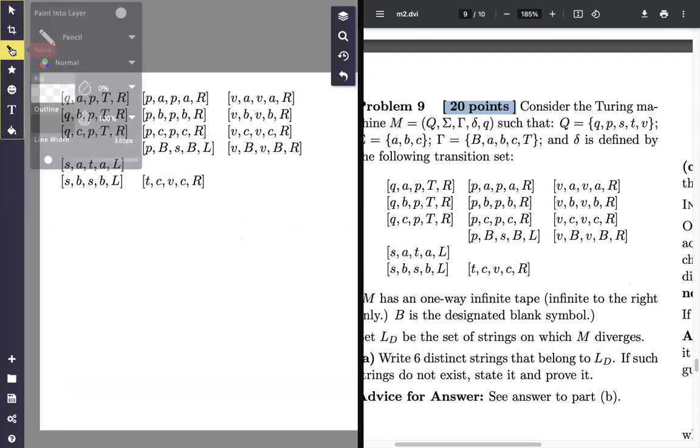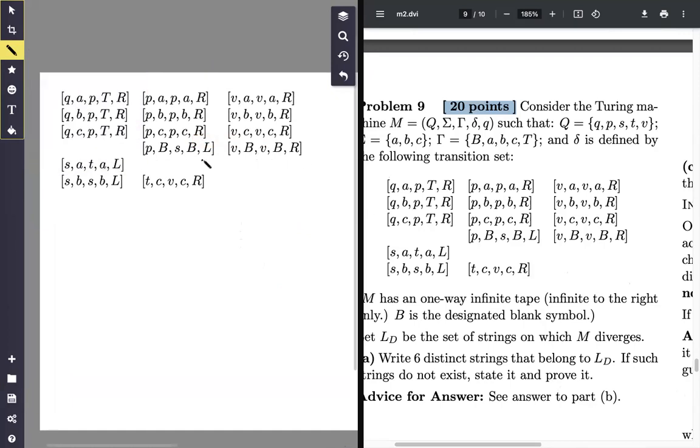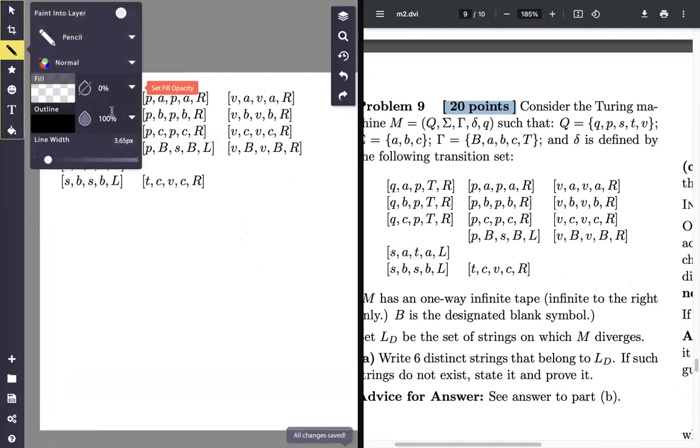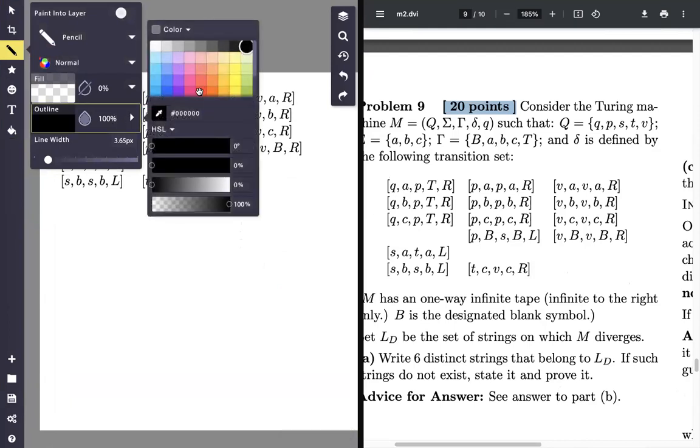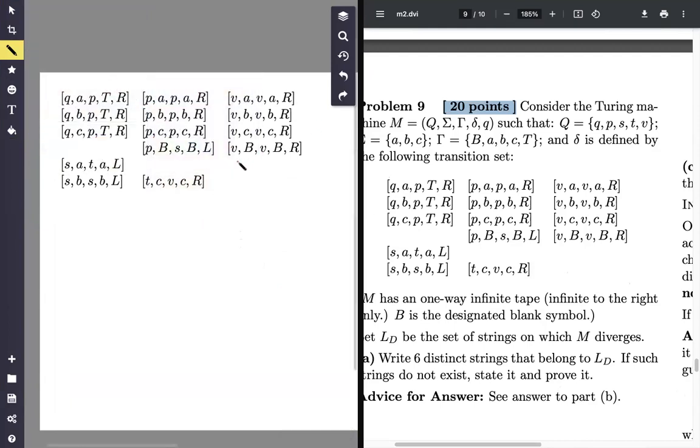Okay, so what do we need to do in order to diverge? We need to look for a diverging transition. Boom, found it. Easy. So we know we diverge on state V. Is there any more? No. There aren't any other ways to diverge.